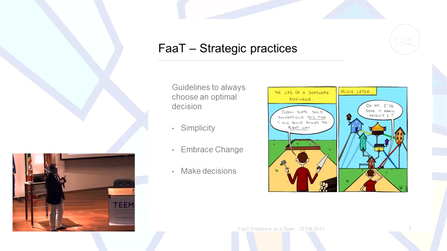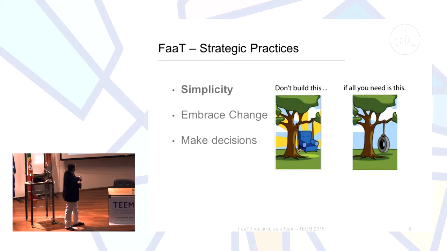We started with three very commonly known practices or principles that should be kept in mind when we organize software development. Especially, again, you have to take into account that it's a team composed of only one person. Then it's important to have simplicity, embrace change, and make decisions. Simplicity, because the kinds of projects that a team composed of one person can embrace are not too complicated. Perhaps they are projects estimated at one to two months. Then they are small projects. Then simplicity is a very important decision.